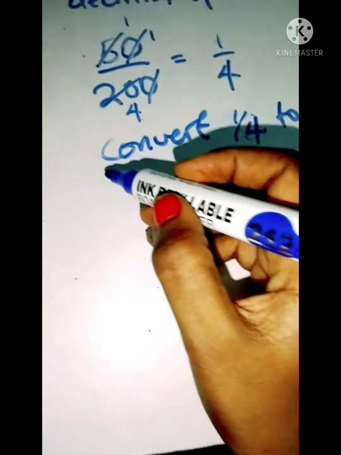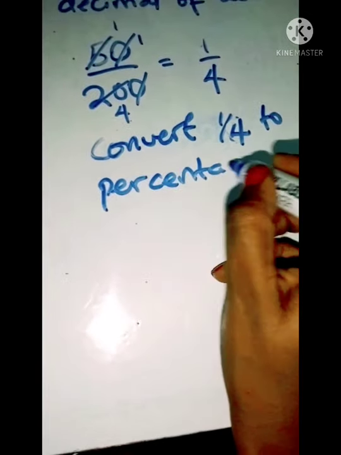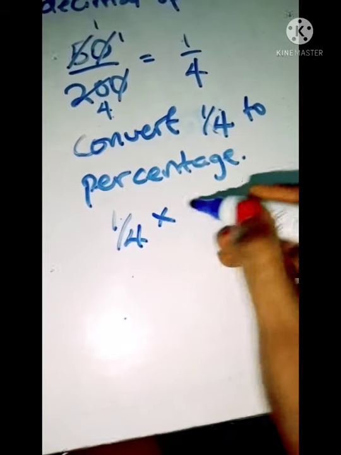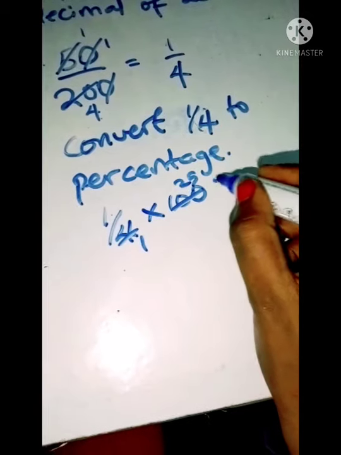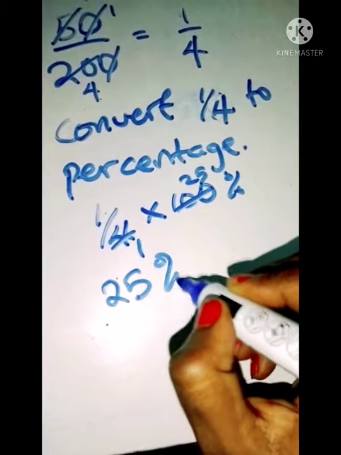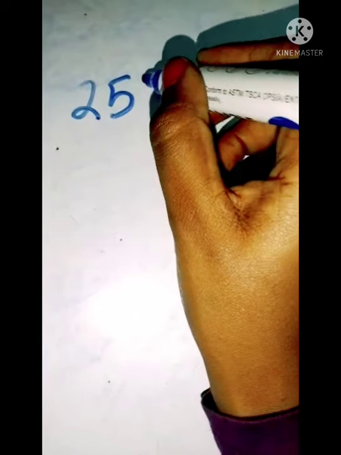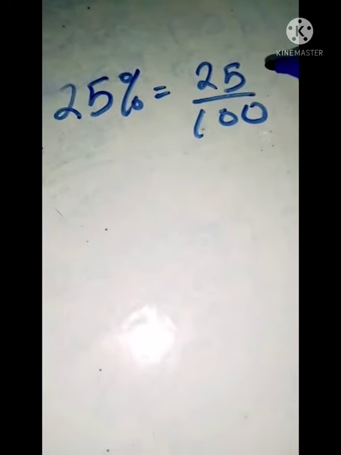We convert 1 over 4 to percentage. We do that by multiplying 1 over 4 by 100%. Four goes into 100 25 times. So we have 25%. So the next thing we do is write 25 as the numerator and 100 as the denominator. We'll express 25% as a fraction.